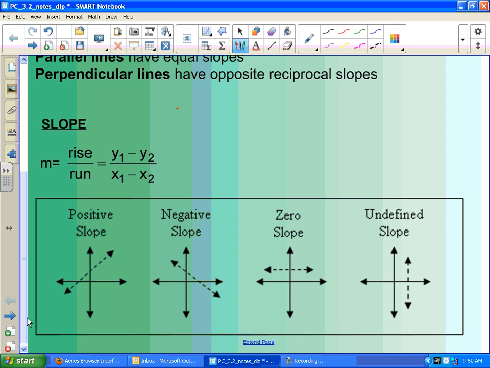Rise over run, y2 minus y1 over x2 minus x1. Doing y1 minus y2 is against the order, but it doesn't matter. We can think of it as change in y over change in x. And then here's what they look like. If you're going left to right on the graph and walk up the hill, you have a positive slope. If you're not moving up or down the hill, you have 0 slope.